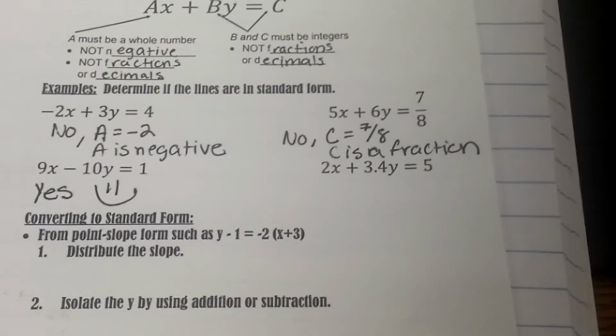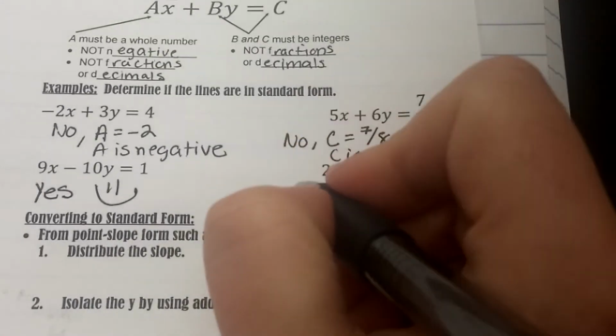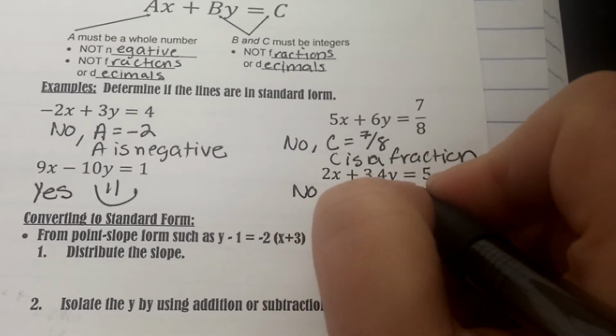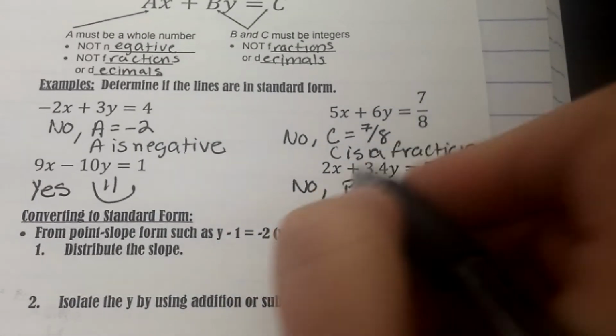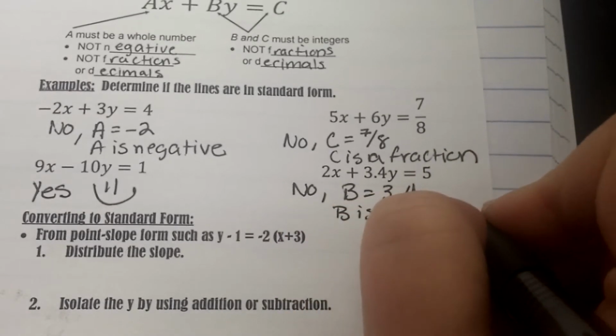Okay. Last example, I have 2x plus 3.4y equals 5. This one is going to be a no. And B, in this case, is equal to 3.4. 3.4 is not an integer, it's a decimal. B is a decimal.